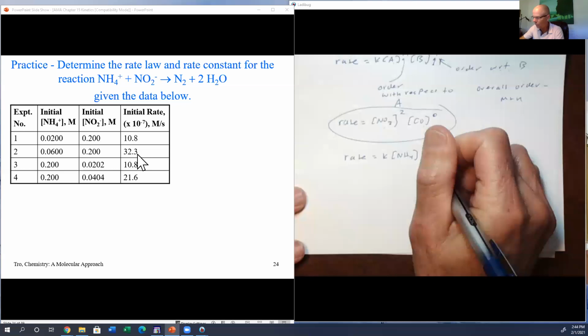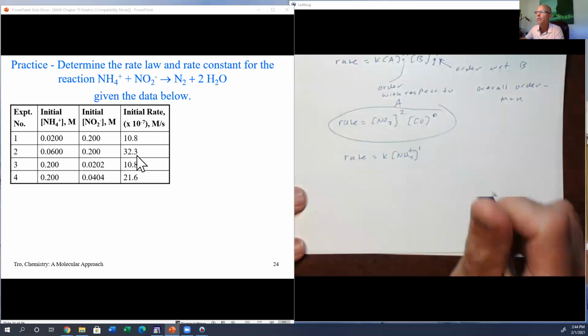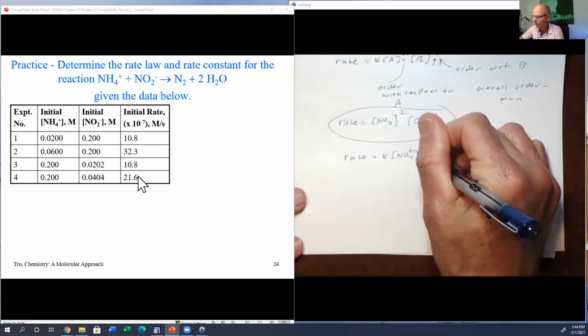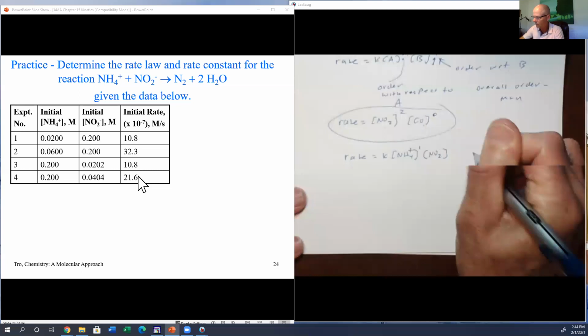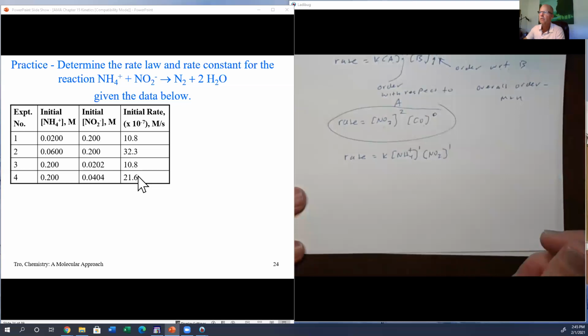What's the order with regard to NH4+? First order, right? Then I'm going to go down here and I look at these two experiments because those two experiments hold this variable constant and it doubles NO2-. And when I double NO2-, what happens to the rate? It doubles. So what do I know about the order with regard to NO2-? It's first order as well. Okay. So then the next thing I want to do is find the rate constant.